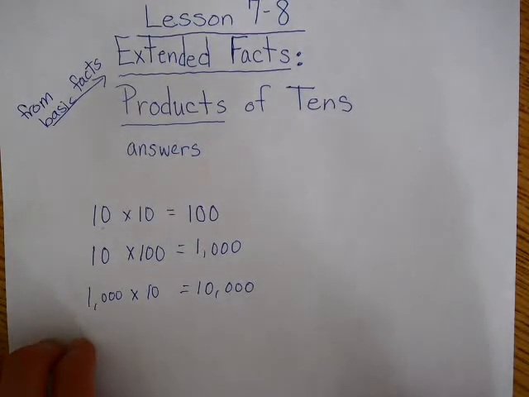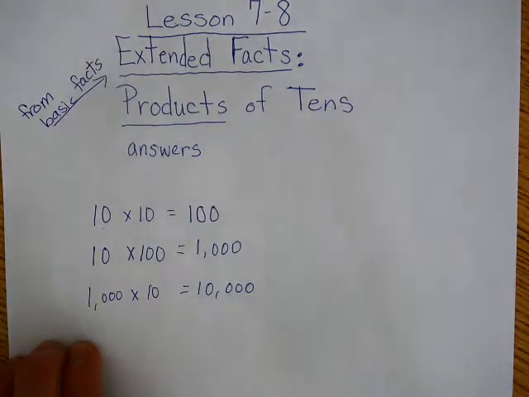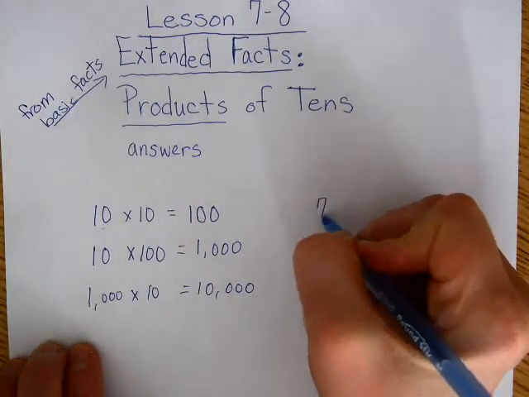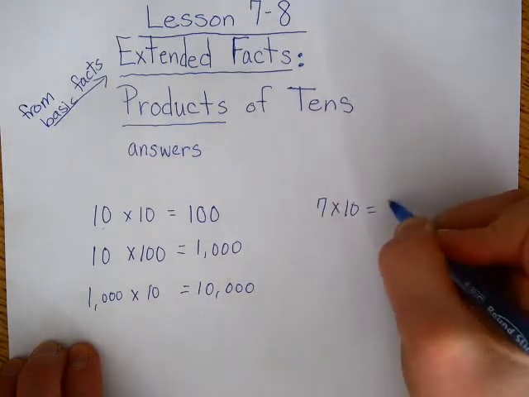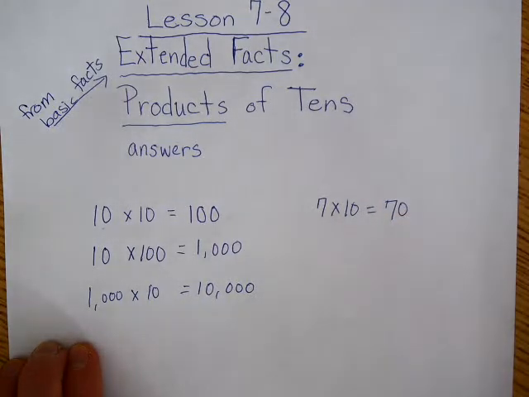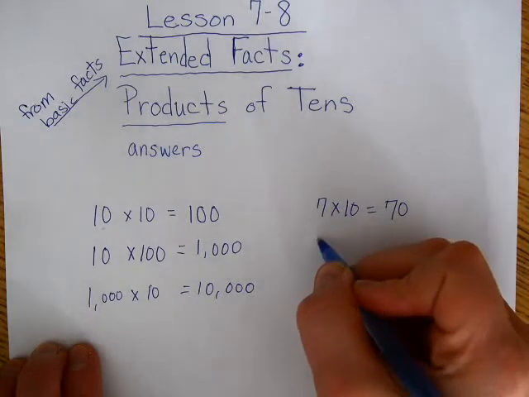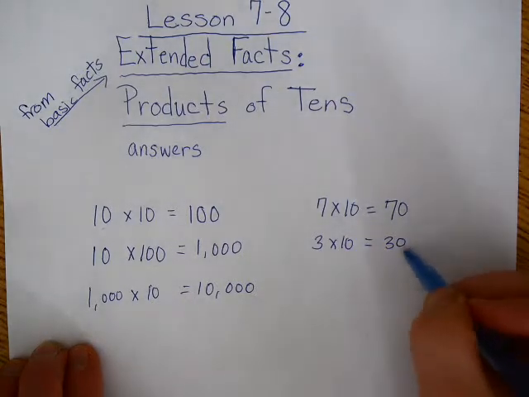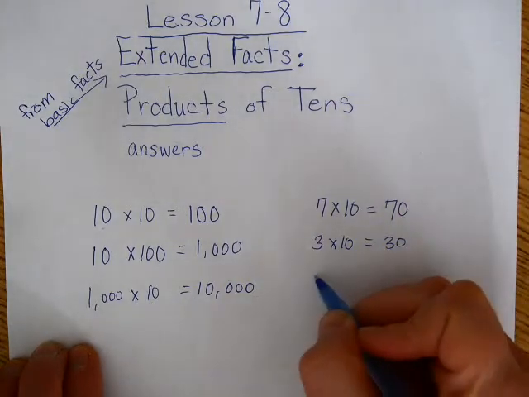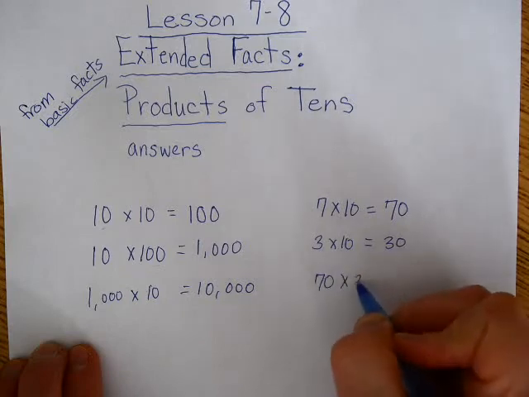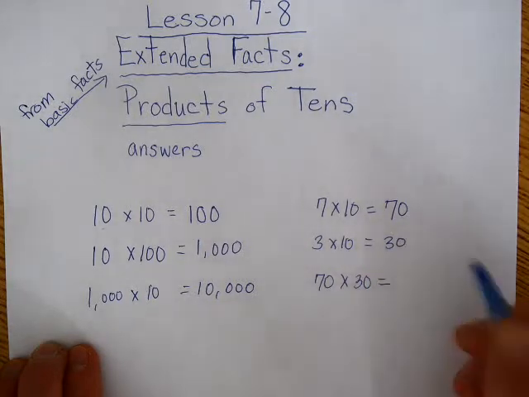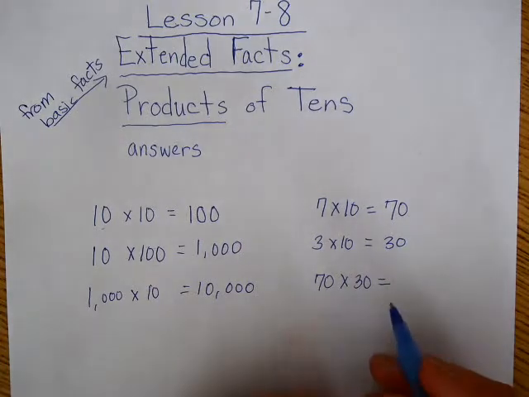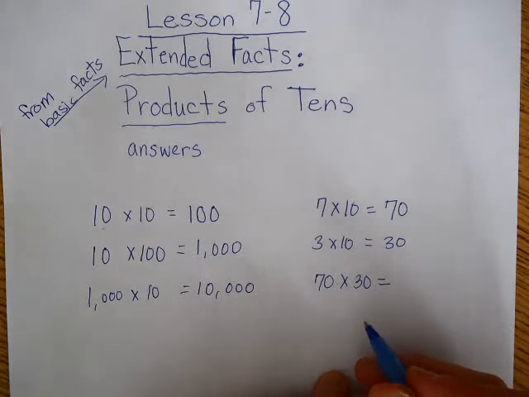We also want kids to be able to find products of multiples of 10. So let's say that we did 7 times 10, and we got 70. And then we did 3 times 10, and we got 30. We would want kids to also be able to find the answer to 70 times 30. Now, at first this might seem a little tricky because 70 and 30 are pretty big numbers, but we're going to use what we know about basic facts and extended facts to get an answer.